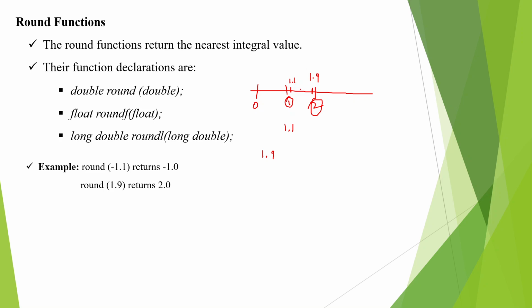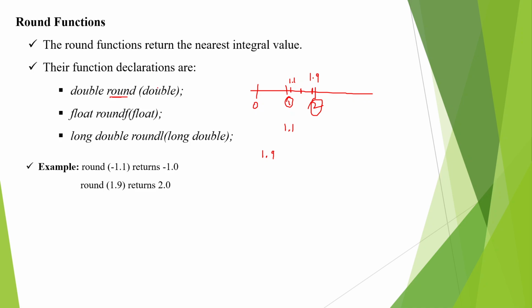So it will simply check the half. If more than half, it will round up here. If less than half, it will round down here. Even 1.5 it will go to 2. We will check that by demonstrating where it will go. So the round function will always look for the nearest integer value.